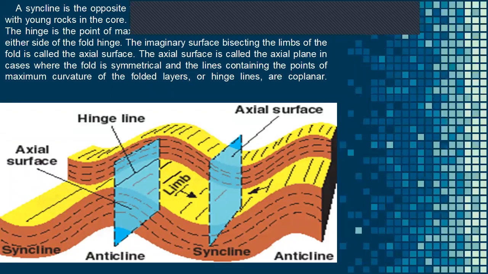Here, the diagram represents the anticline and synclinal fold. A syncline is the opposite type of fold, having downwardly convex layers with young rocks in the core. The folds typically occur in plate boundary regions.